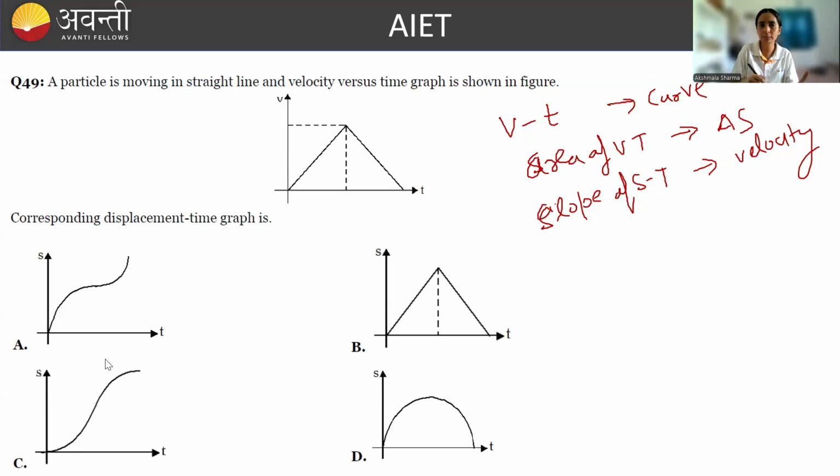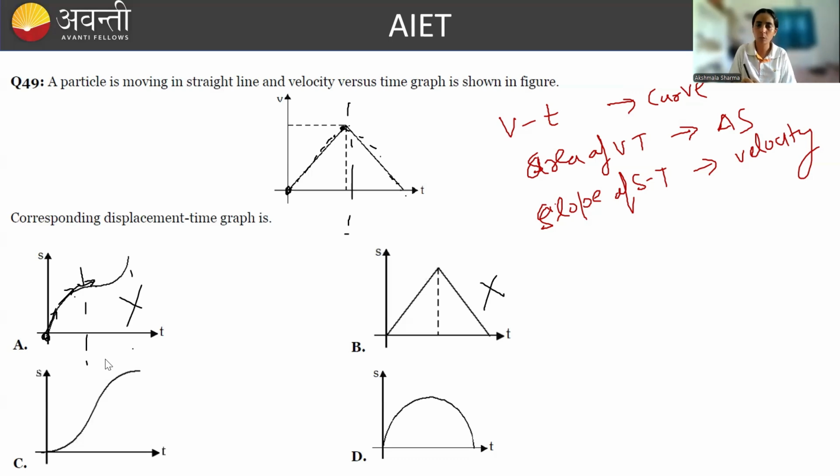So let's move on with the ST curve to VT curve. If you look at the VT curve first, velocity is increasing and always positive, and then velocity is decreasing and always positive. In the first option, the slope of the curve is decreasing with time, but in our case velocity is increasing with time, even in the first half. So this graph cannot be true, because the slope of the ST curve, which is velocity, is decreasing over time.